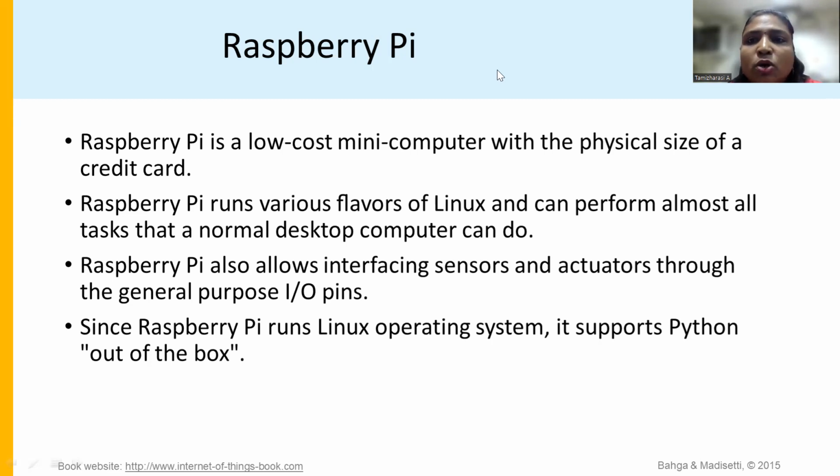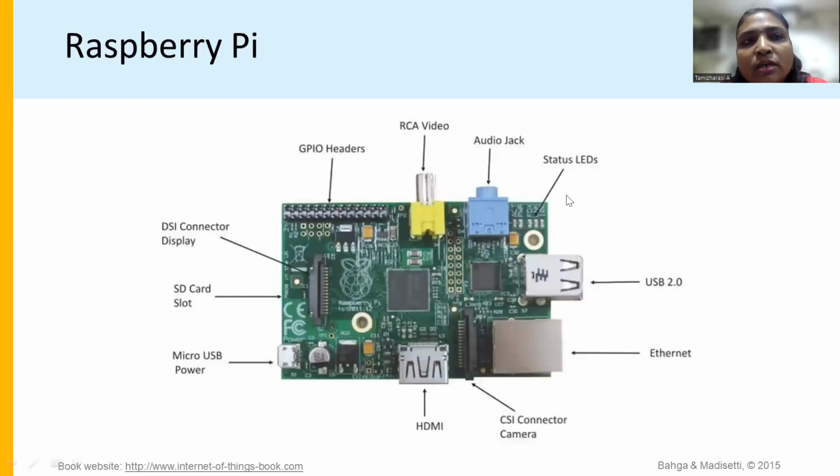Let us see the components of Raspberry Pi. You can look at the picture here. This is the Raspberry Pi board, and these are the components of Raspberry Pi. You will have GPIO pins, general purpose input output pins. You can connect the sensors and actuators through these GPIOs.